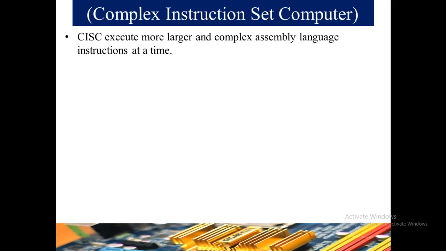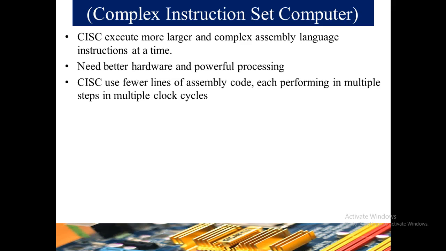CISC executes larger and more complex assembly language instructions at a time, simultaneously. It needs better hardware and powerful processing power. At the same time, CISC uses fewer lines of assembly code, each performing in multiple steps in multiple clock cycles. So it takes more time. CISC makes it easier to compile higher level languages. There are multiple higher level languages like C++, Java, Ruby, Python, Rust, and many more.